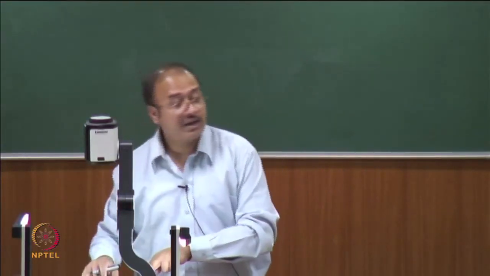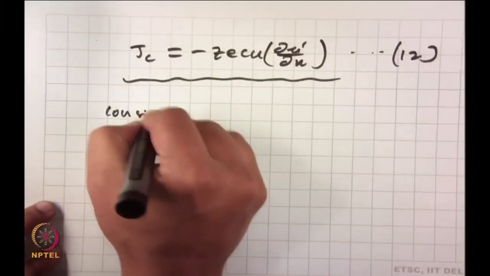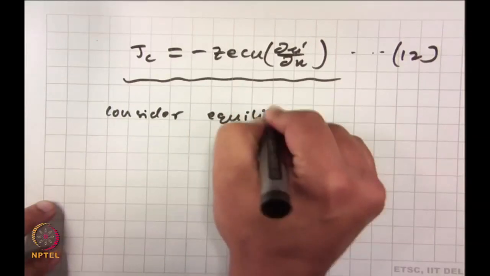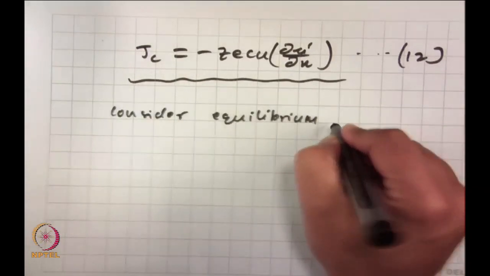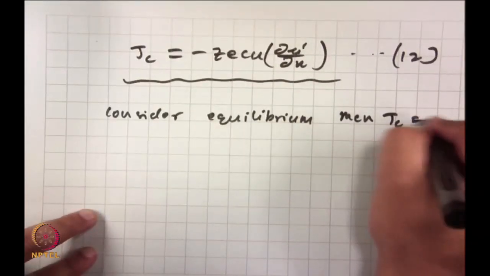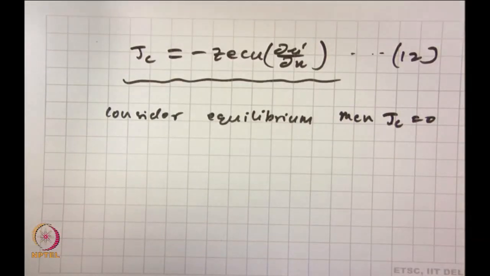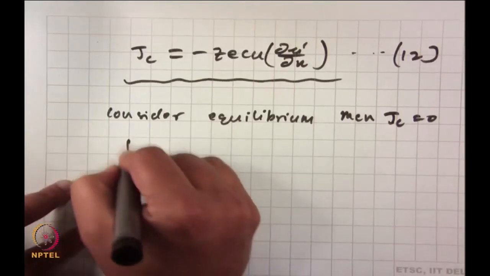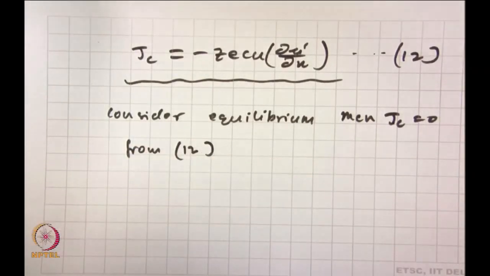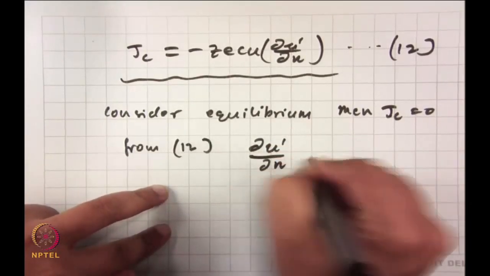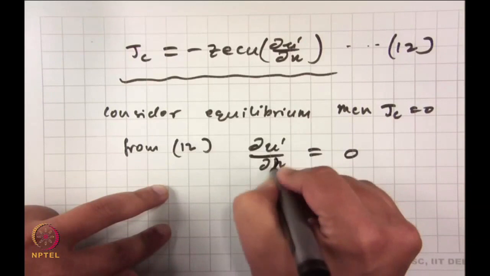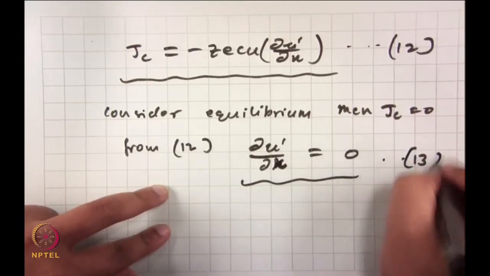If you are considering an equilibrium scenario, that means it has equilibrated with respect to both your chemical potential and your electrostatic potential. So, what will happen to the flux J c? It will be 0. So, consider equilibrium, then J c would be equal to 0. If J c is equal to 0, from 12 what do we have then? z, e, c and u cannot be 0, these are constants. So, what we can have is del of mu prime over del of x equal to 0. My x almost looks like n. So, this is 13.